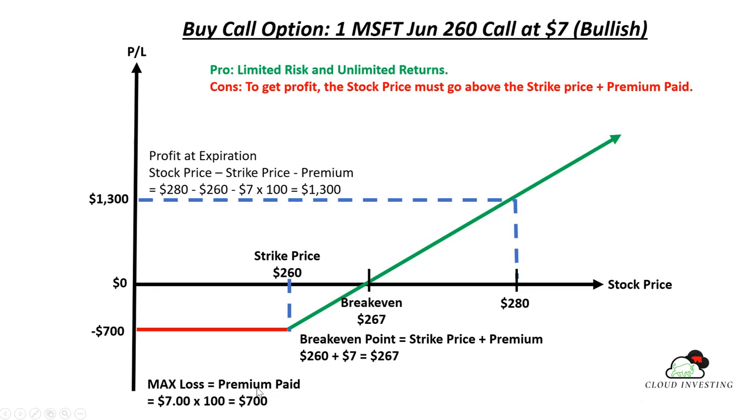The max loss is equal to the premium that you pay, which is $7 times 100 shares, equal to $700. So $700 is your max loss. And the break-even price is $267.